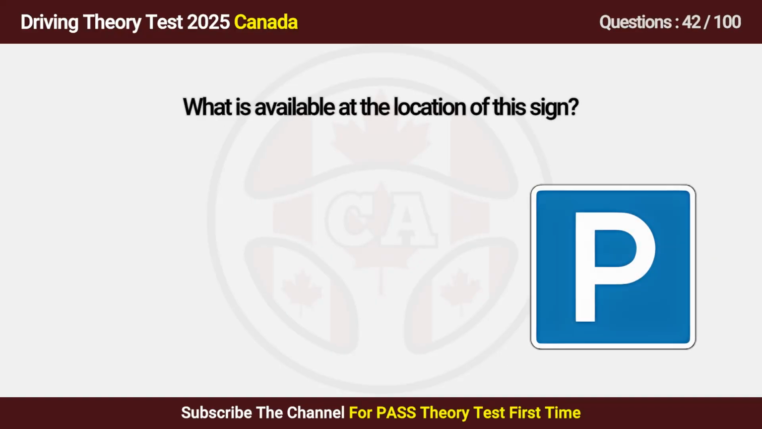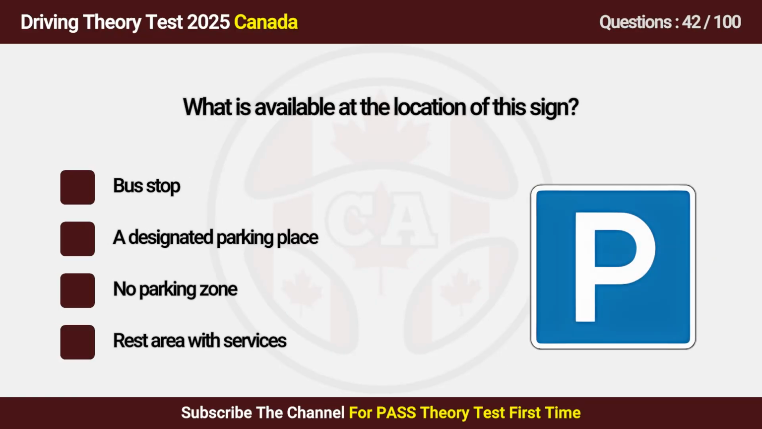Question 42. What is available at the location of this sign? A. Bus stop. B. A parking place. C. No parking zone. D. Rest area with services.